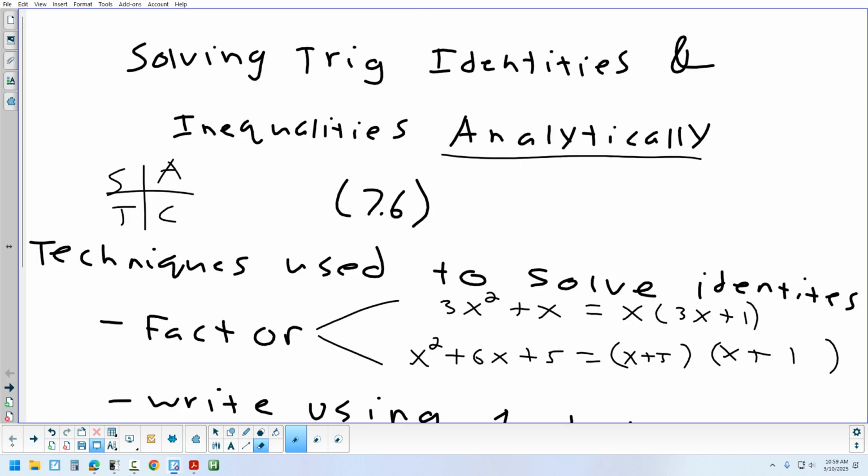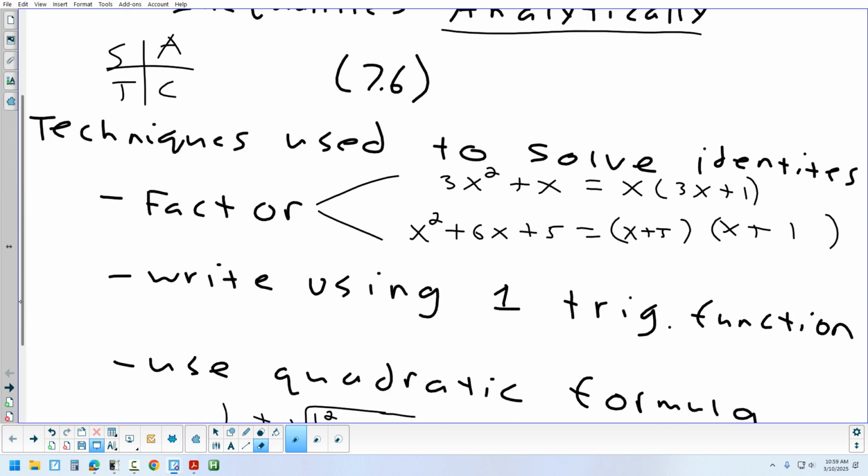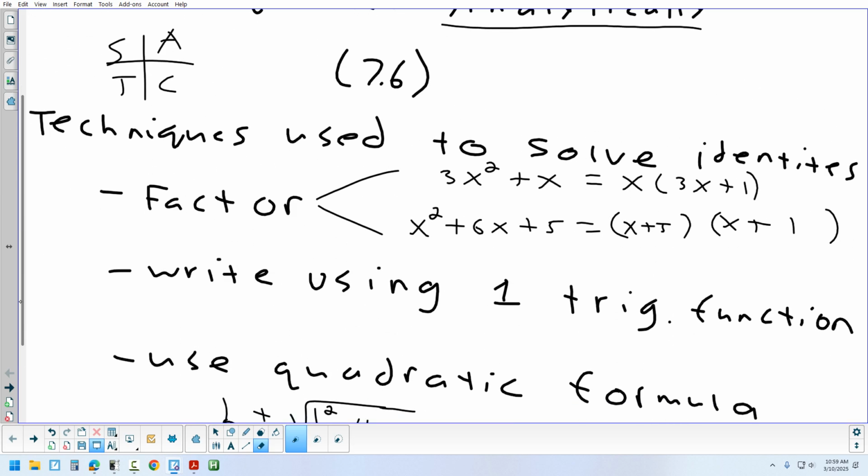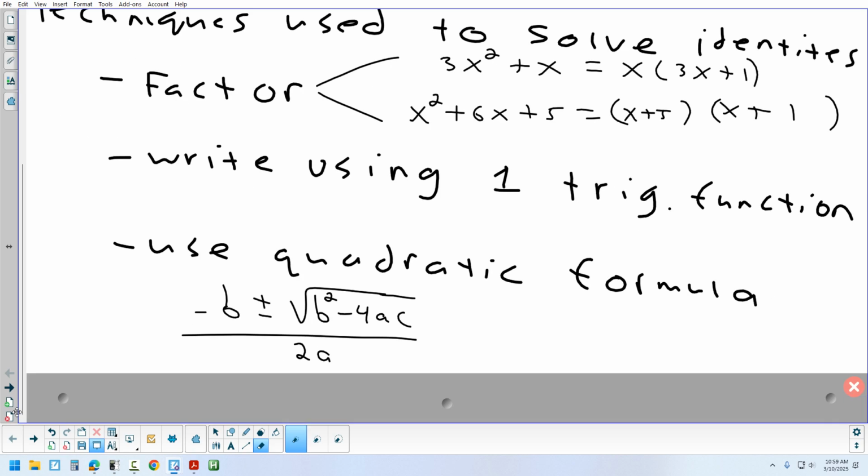All right, so as far as notes, there's really not much else I can tell you. We've done everything you need to do these problems. We just got to put it all together now. All right. So let's look at examples.